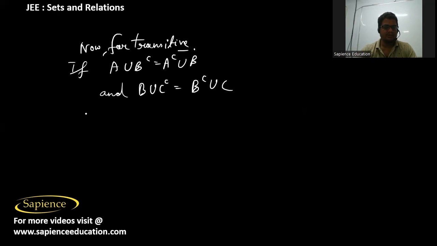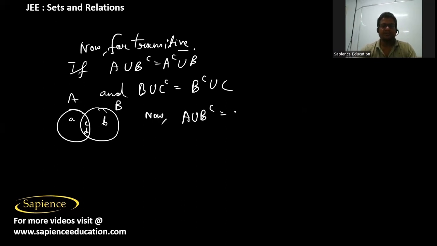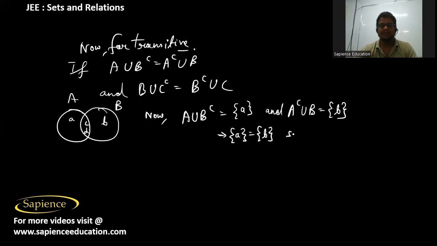So now suppose we take set A, set B, and we take one element a here, one element c here, one element d here, and one element b here. Now, therefore, A union B complement will be equal to A, and A complement union B will be equal to B. So if they are the same, it means that set A should be equal to set B.